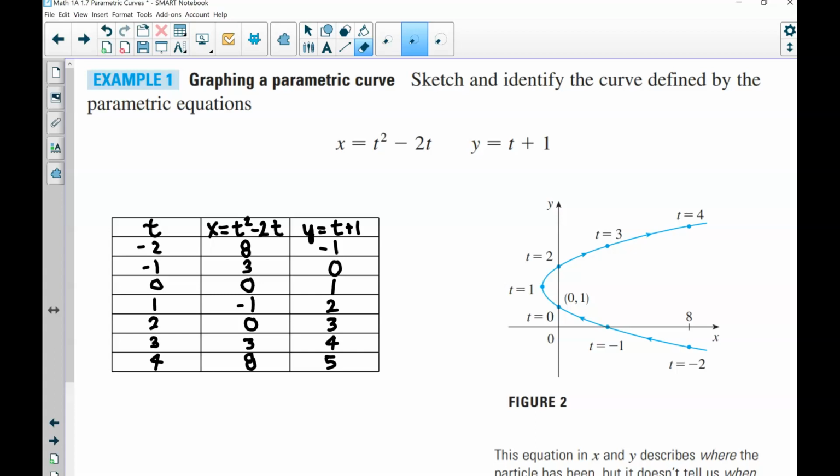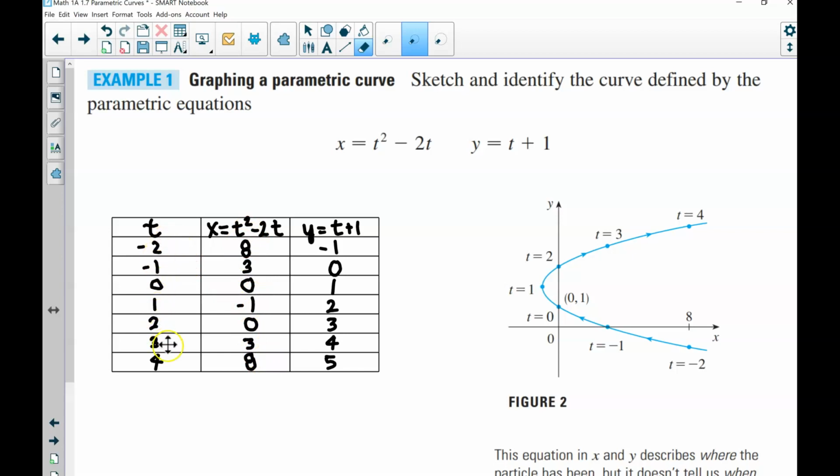Now, you make a table of values, and the first column is the value of t, ranging from -2 all the way to 4. If we plug those values of t into the first parametric equation, plugging -2 in for x, we get 8. If we plug in -1 into that parametric equation, we get the value of 3. Then 0, -1, and so forth. So you can see what happens when we get the values for x.